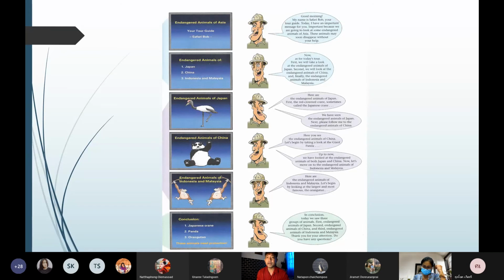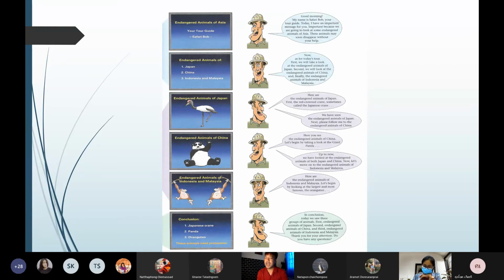Here are the endangered animals of Japan. First, the red-crowned crane, sometimes called the Japanese crane. And give some details. And then we have seen the endangered animals of Japan. Next, please follow me to the endangered animals of China.